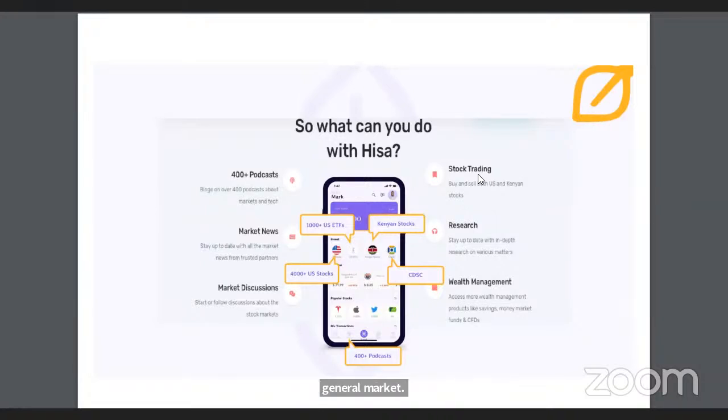A simple definition of value stocks would be stocks that are undervalued in the market, and these are stocks you want to buy and hold for the long term. On the other hand, growth stocks are stocks that are growing at a very high rate compared to the market average.